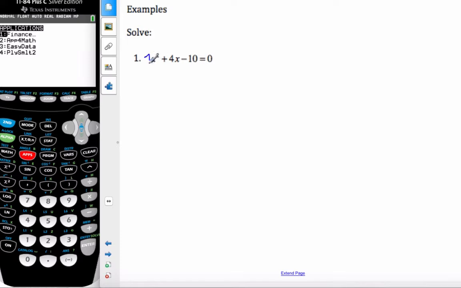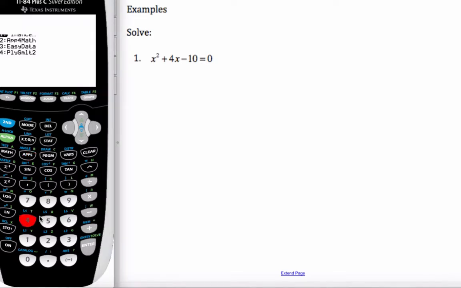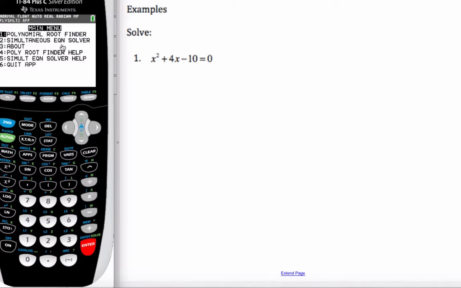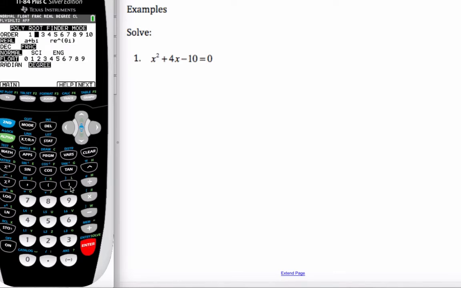When I see a 1 in front of my x squared, one of the first things I always consider is, will it factor easily? I quickly think of the factors of 10, which are 2 and 5, or 1 and 10. Is there any way to get 4 of those numbers? The answer is no. I'm not going to spend any more time on it, so I'm going to take my calculator straight away and go to polysimultaneous number 4 and hit enter, and I'm going to do a root finder this time. The order is 2, so the x squared is the highest power, so it's order 2. Everything else is going to leave the same, so I click on next.